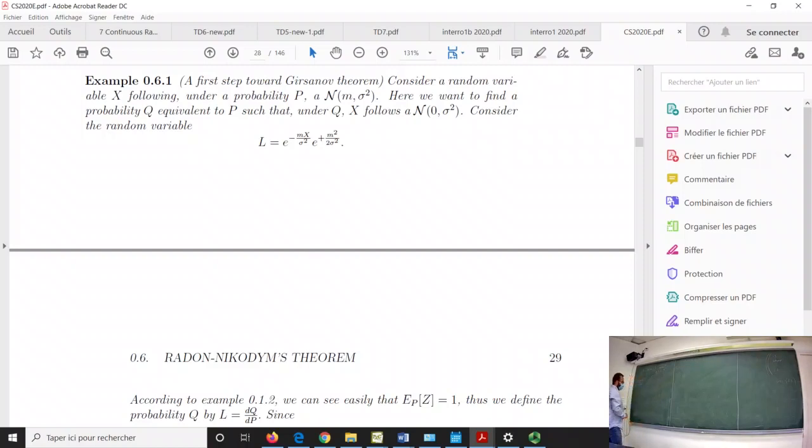And what do I want to prove? I want to prove that X follows the N(0, sigma square) under this new probability Q. Okay? It's what I want to do.